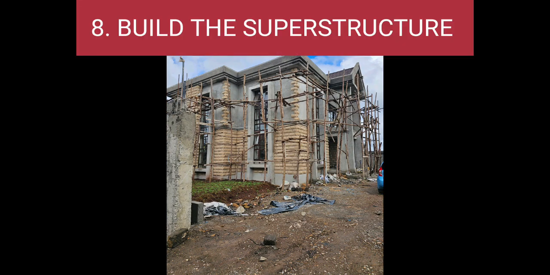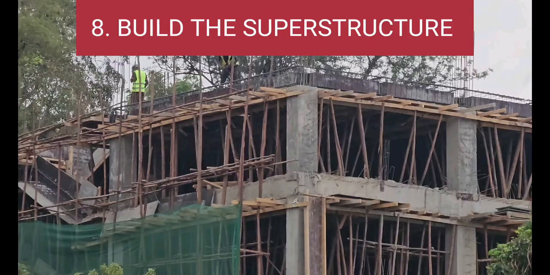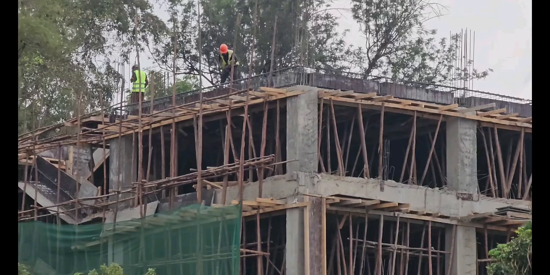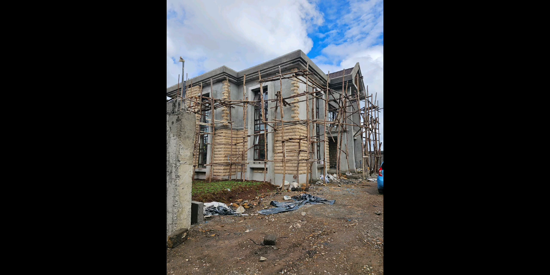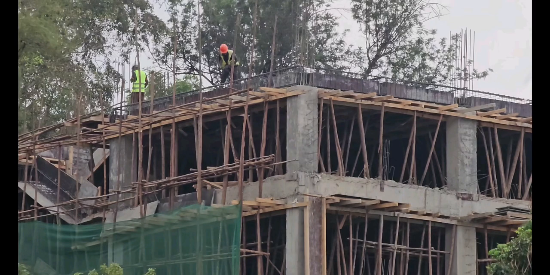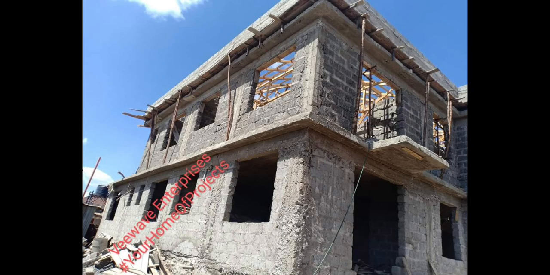Number 8, build the superstructure. Construct the walls, roof, and other structural elements based on the architectural plans. Choose construction materials that suit the local climate and meet quality standards. Regularly inspect the construction work to ensure it aligns with the approved plans.